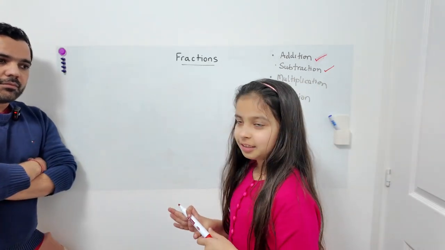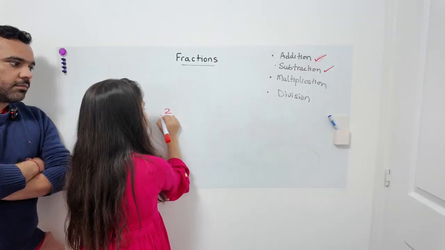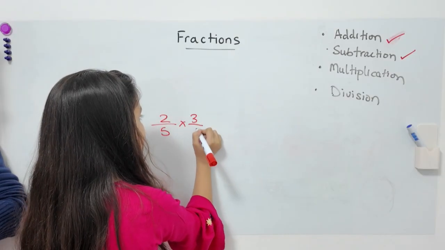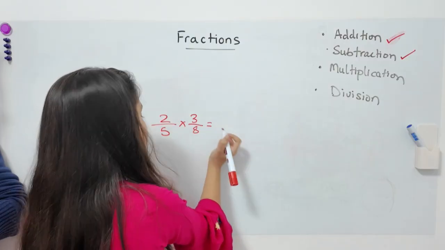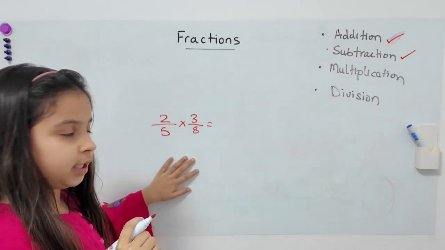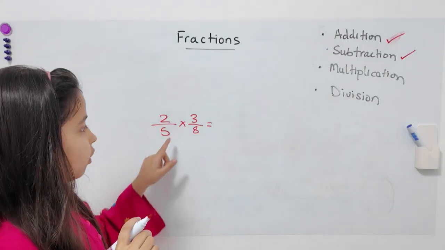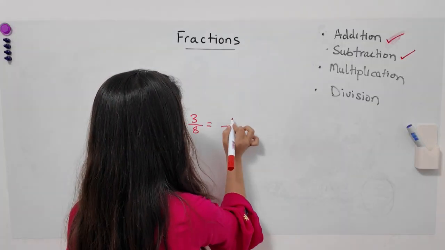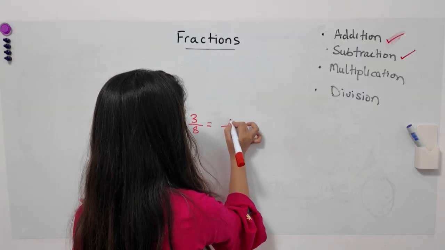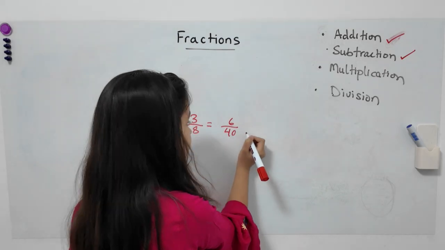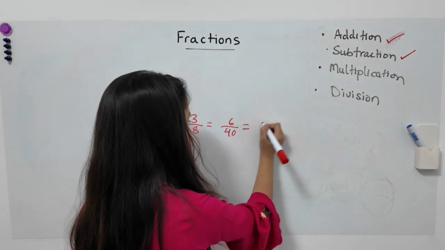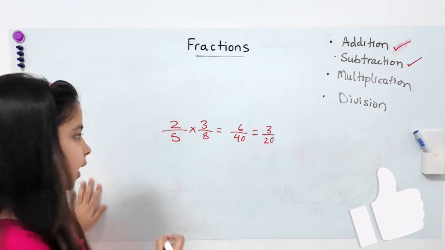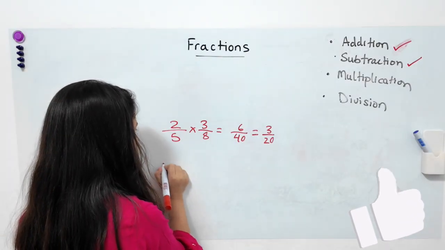Multiplication is the easiest, because say if you have 2/5 times by 3/8, you might just think that you have to make the denominator common, but you don't have to. You just multiply the numerators and multiply the denominators and simplify if needed. So it would become 6/40, and you can simplify that further to become 3/20.